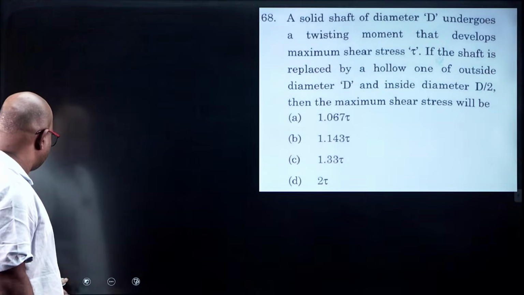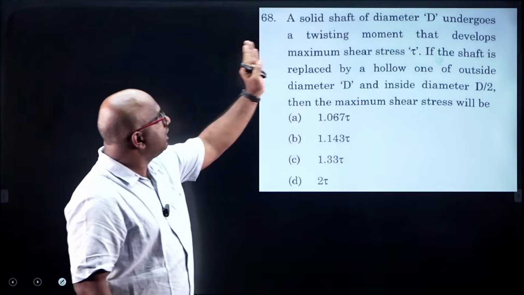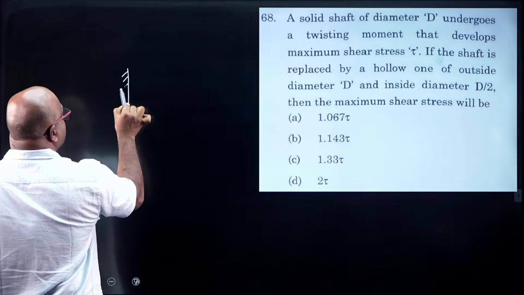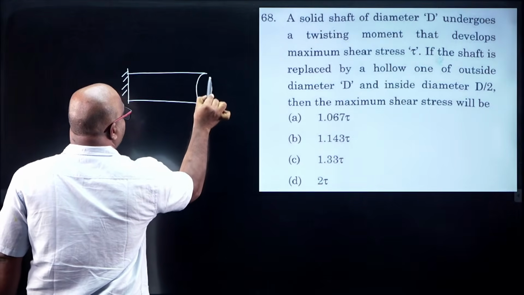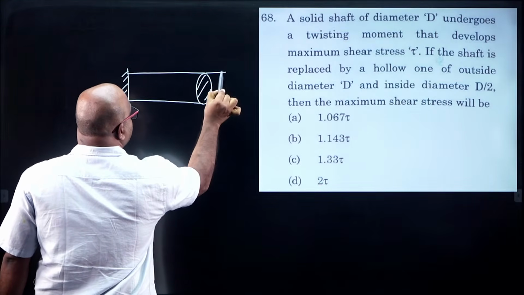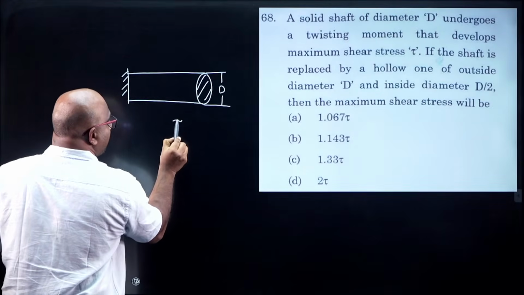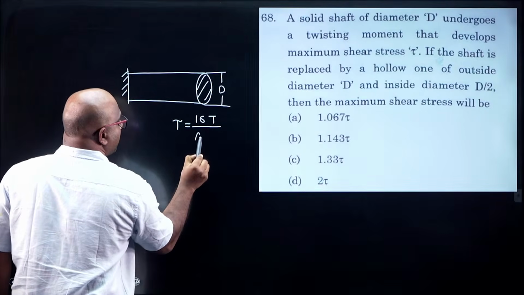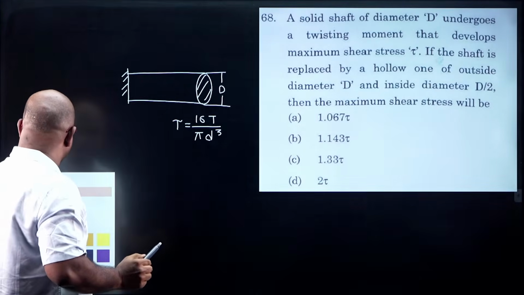Next, a pretty straightforward question from our classroom itself. A solid shaft of diameter, how much has been given? Capital D. And what will the shear stress be, guys? Tau equals how much? 16T by pi d cube. 16T by pi d cube.